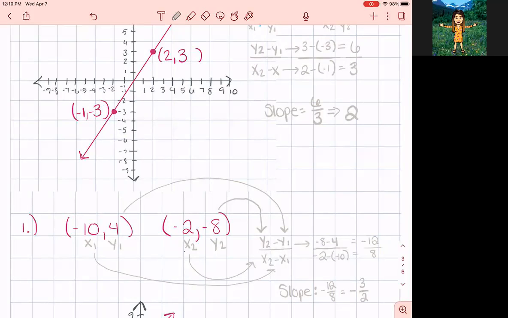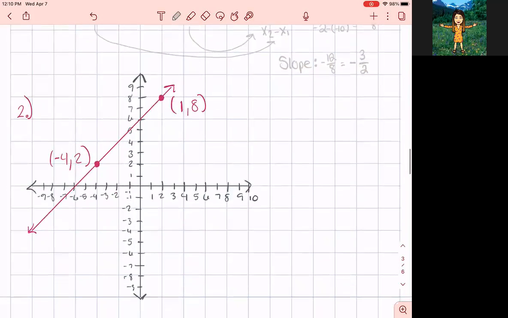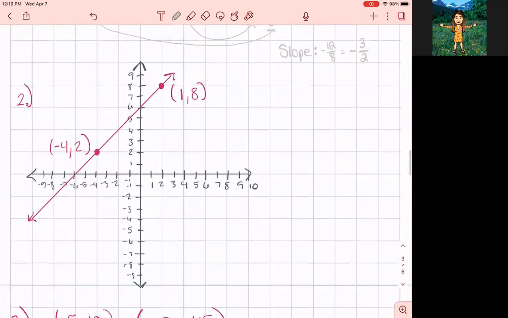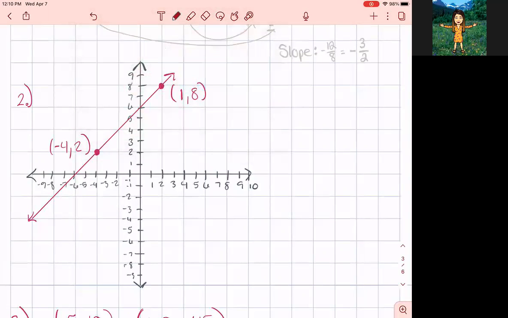So it's kind of this idea of substitution again. So let's go to the practice problems that you are going to do. So here's your first one. Go ahead and copy this. I've given you a graph, picked 2 coordinate points, and then go ahead and use those coordinate points. So -4, 2, 1, and 8, and find the slope.